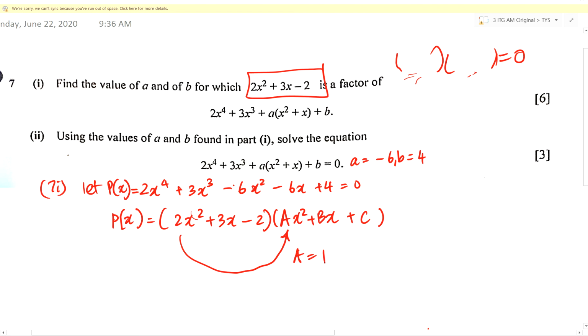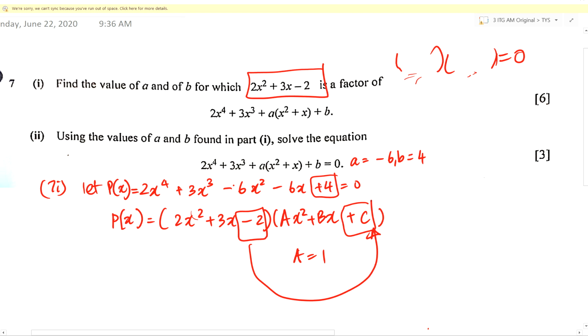Okay, the next easiest one will be the constant term. The constant term is 4. The only way I'm going to get a constant over here is if I take negative 2 multiplied by c. So negative 2c must be equal to 4, so c must be negative 2. Left with one last unknown, which is b.